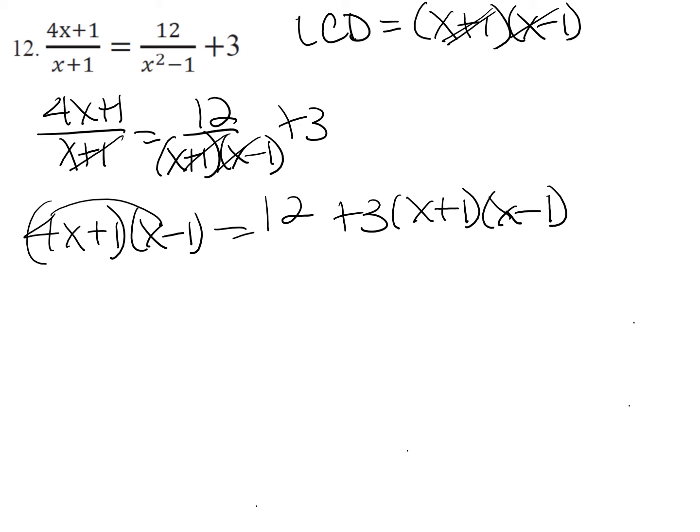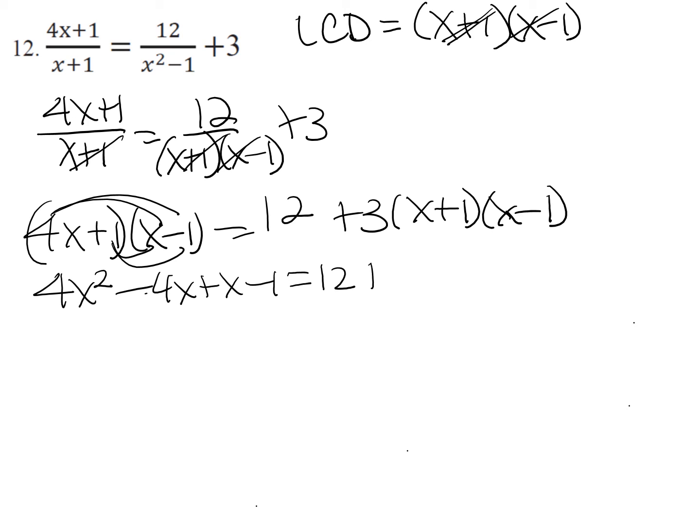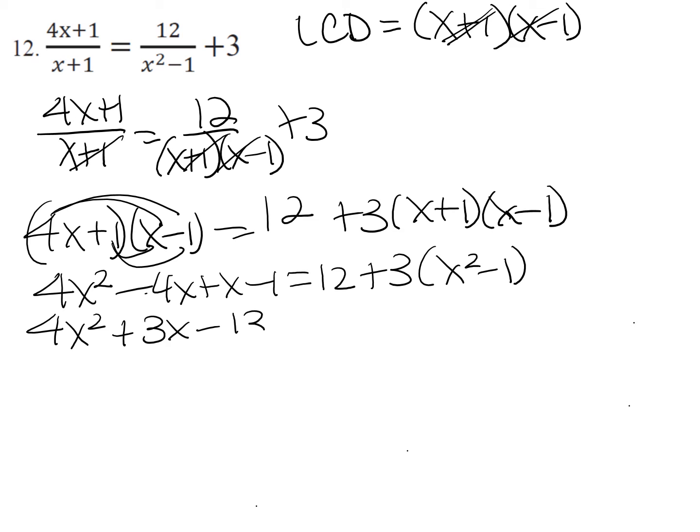Okay, so I have to FOIL this. That's going to be 4x squared minus 4x plus x minus 1 equals 12 plus 3. This is x squared minus 1. I can combine some like terms. That's 4x squared plus 3x. I could subtract 12 on both sides, and that would be minus 13, and then distribute the 3.